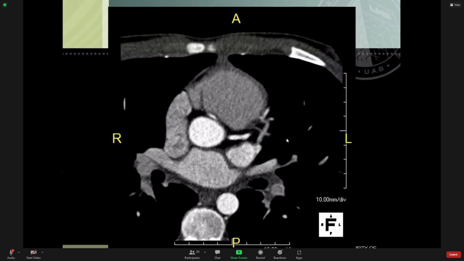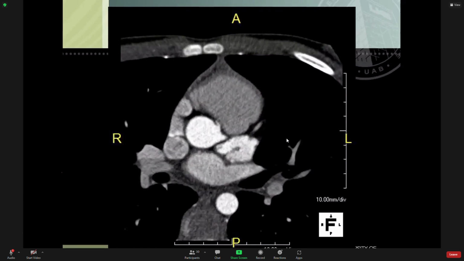And also if the right coronary artery is non-dominant, if they have a left dominant circulation, most of the time they won't treat it.